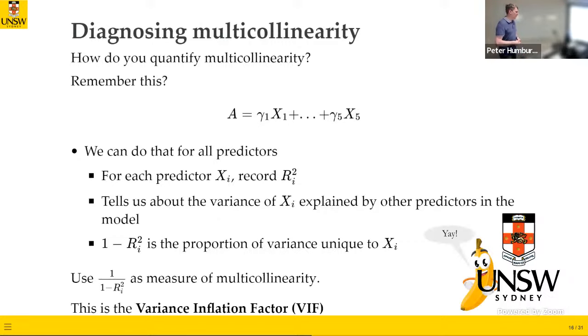And then what we do is you take 1 over 1 minus that R squared, and we call that the variance inflation factor, which is commonly used as a measure of multicollinearity. And it's called the variance inflation factor because this is how much the size of your standard errors increases in the presence of the multicollinearity as opposed to the same model without multicollinearity.